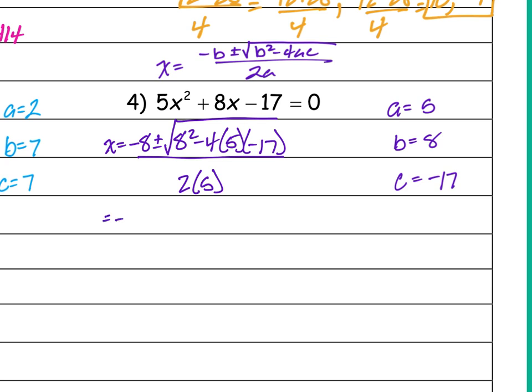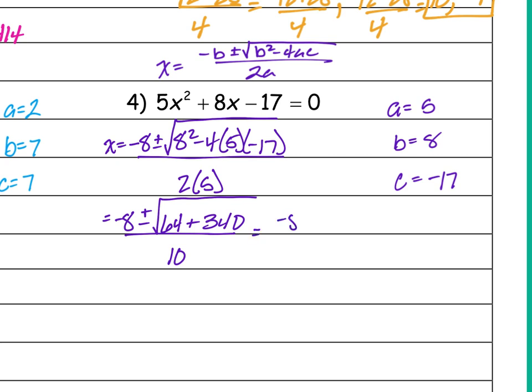So I've got negative 8 plus or minus the square root. 8 squared is 64. And a negative times a negative is a positive. And 20 times 17 is, I don't know, 20 times 7, 340. Divided by 10.